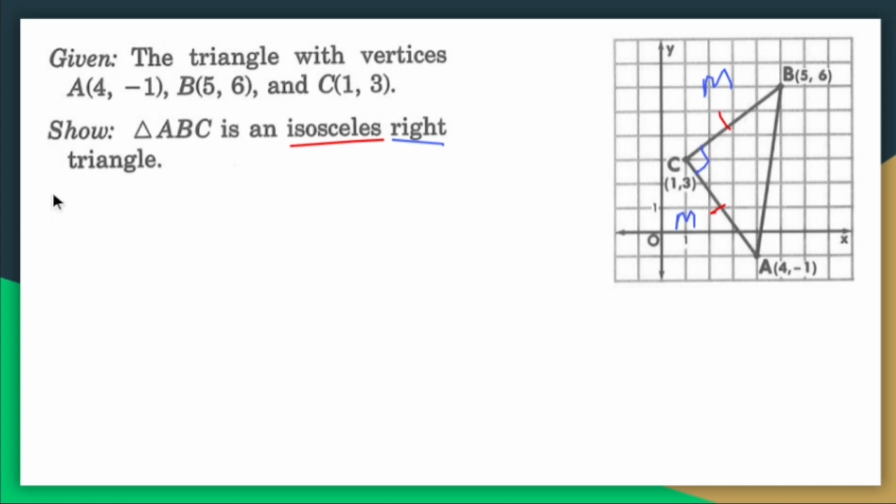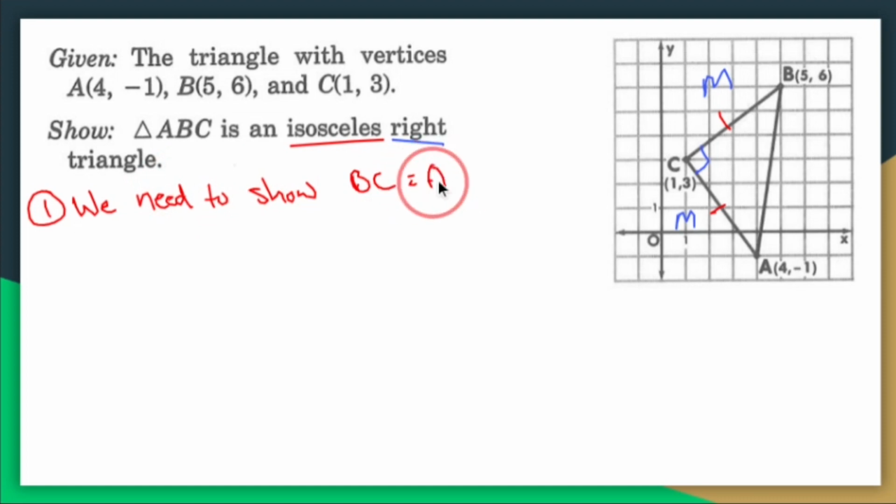So depending on what type of teacher you have, you may need to restate the given, but I don't have to. If I was your teacher, I would just ask you to show what you need to show and explain what you're doing. So I would want you to say something to the effect of, well, number 1, and I'm showing this part first, we need to show that BC, or CB, is equal to AC, or CA. Okay, I probably said it backwards at some point, but it all means the same thing.